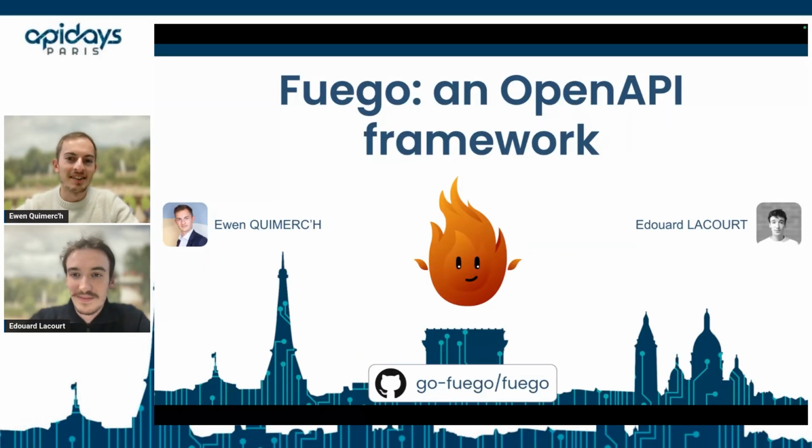Hi everyone. So today we are going to present Fuego, which is a framework to automatically generate OpenAPI descriptions.